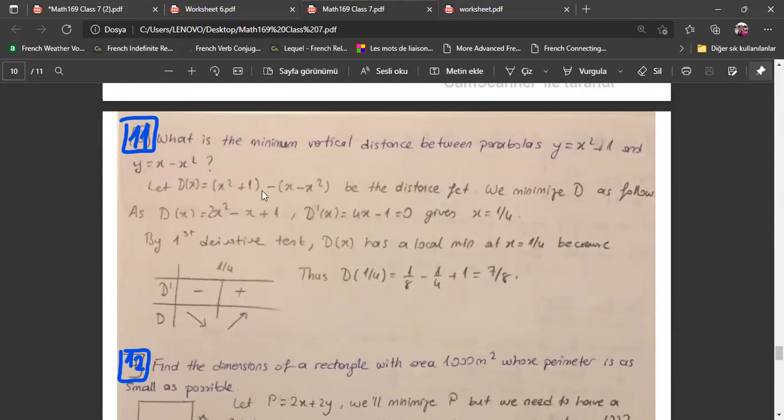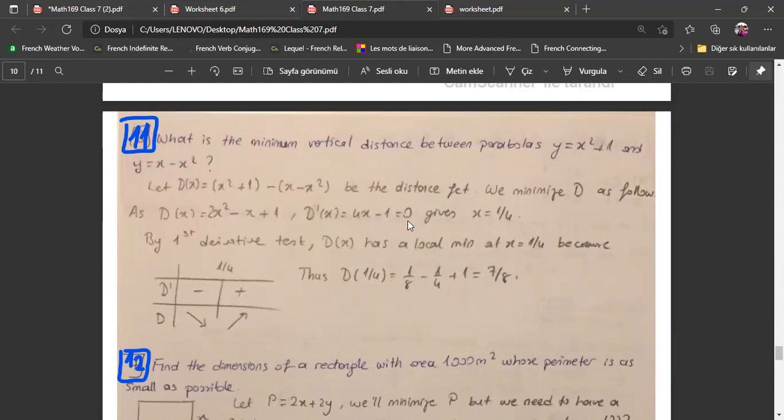Now, what do we do here? We need to find the minimum vertical distance. That's why we need to minimize this function d. Okay, so how can we do that? We need to first find its derivative and equalize it to 0 to find the critical point. Okay, so let's do that. So this one's derivative is here.